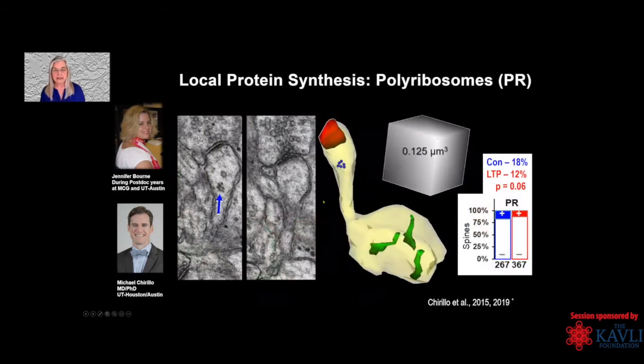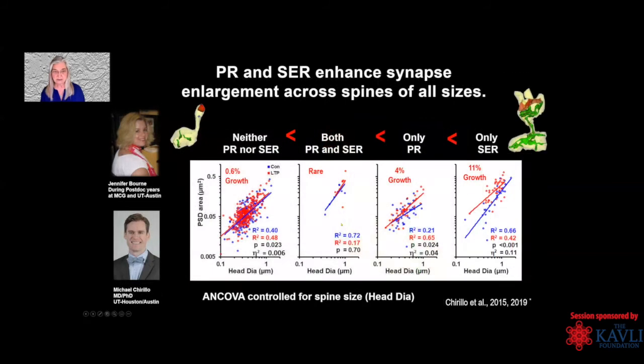We also looked at local protein synthesis as evidenced by a polyribosome in a spine head. This was work done during his PhD in our laboratory. Michael Cirillo was one of the mentees of Jen Bourne. And you can see the 3D here, the polyribosome. And what one sees is that following LTP, there's a tendency for there to be fewer polyribosomes. However, in neither case is their frequency very high amongst dendritic spines.